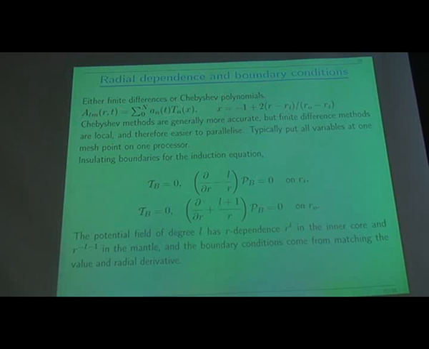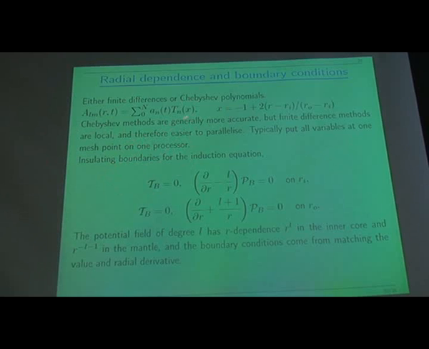These are two alternative approaches. As you can imagine from the fact that we sort of changed from one to the other, there are not huge advantages either way. Chebyshev methods are generally more accurate. Finite difference methods tend to be a bit easier to parallelize, so it's sort of swings and roundabouts. Typically, you can put all the variables at one measure point on one processor, so it makes it sort of nice and convenient for the parallelization, which is why we're doing it like that at the moment.